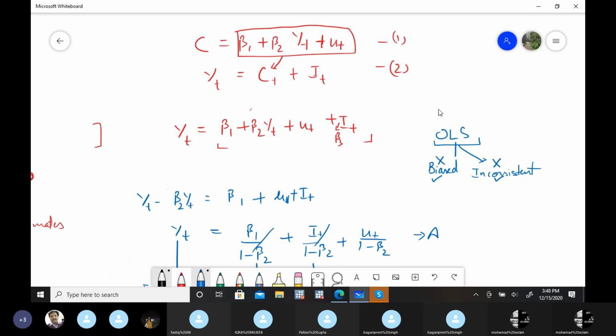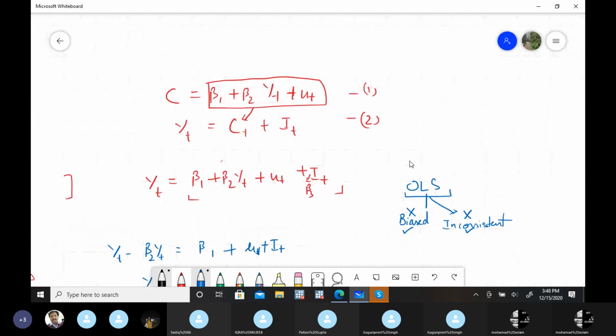So this is the problem with the simple OLS methodology, that if we run simple OLS method in simultaneous equation models, the results will become biased and inconsistent. So it means there is some problem with the OLS methodology. So we need some solution for that. Is it clear? Anyone any doubt in this biased and inconsistent results?